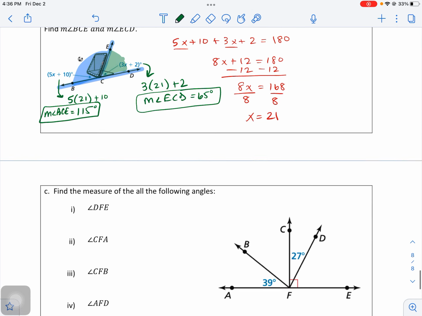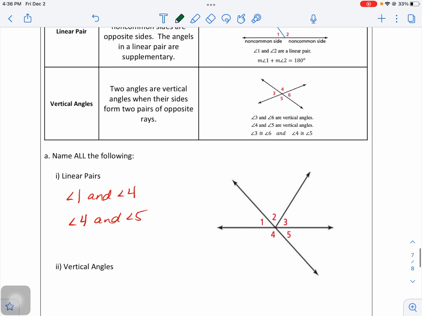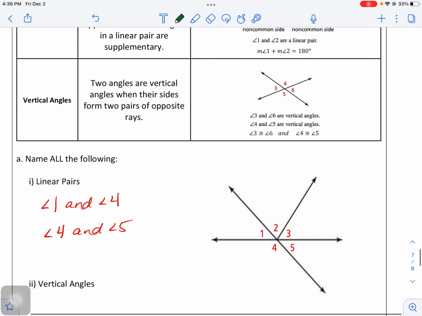All right, let's talk about vertical angles now. So vertical angles are two angles that are vertical when their sides form two opposite pairs of rays. Okay, once again, these definitions are a little confusing here. So vertical angles are when two lines intersect. Okay, so you have to have two intersecting lines.